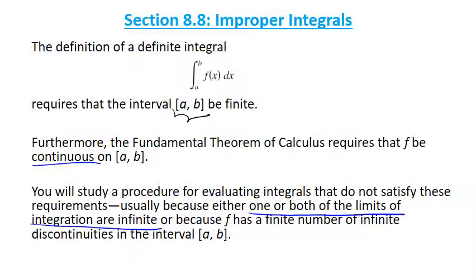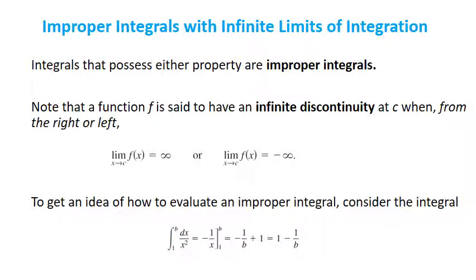Or because the function has some sort of discontinuity within that interval. So there are two cases of improper integrals. This is going to be the first case: improper integrals with infinite limits of integration. In the second case, these are known as improper integrals because the function has some sort of infinite discontinuity. So there's some sort of vertical asymptote taking place.